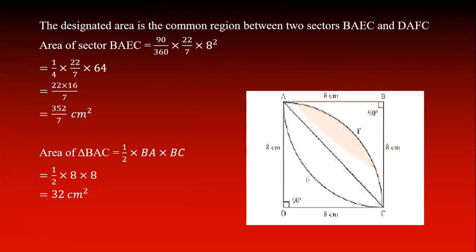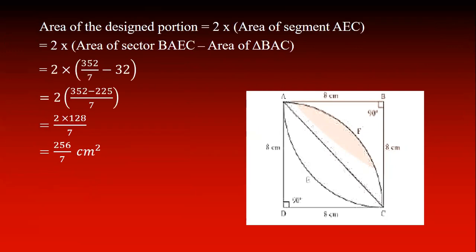Area of triangle BAC is half base into height, BA into BC, which is half 8 into 8, 32 centimeter square. Now area of the designed portion is 2 times area of segment AEC. That is 2 times area of sector BAEC minus area of triangle BAC. 2 times 352 by 7 minus 32. So finally we'll get the answer as 256 by 7 centimeter square.